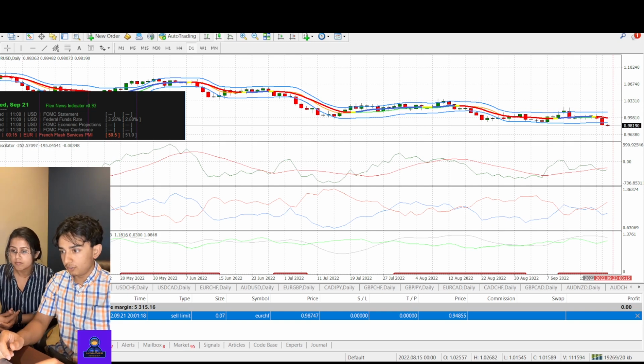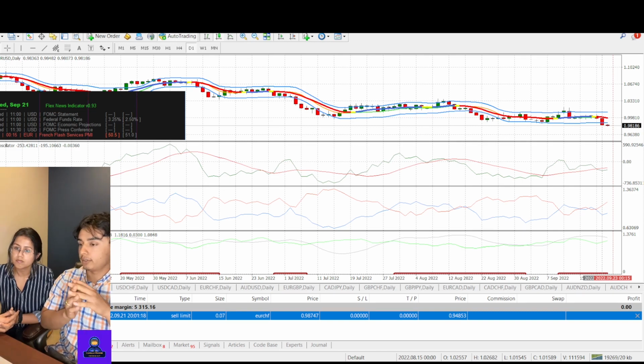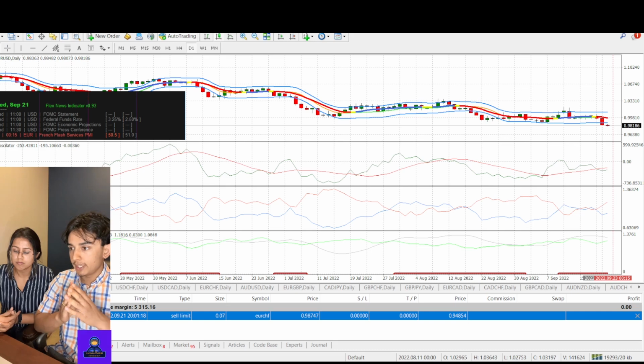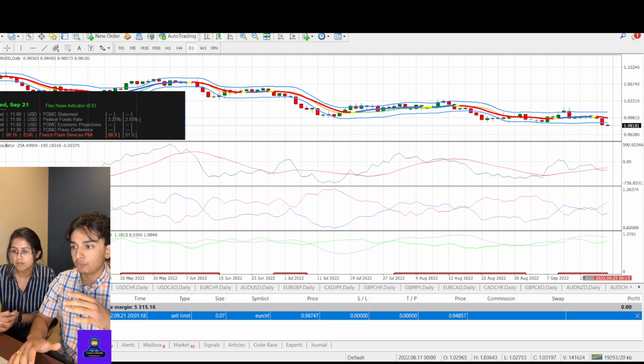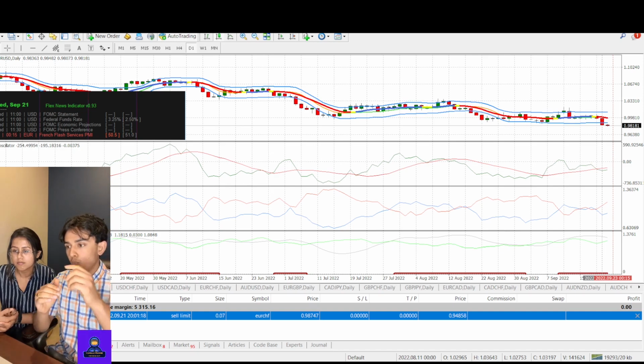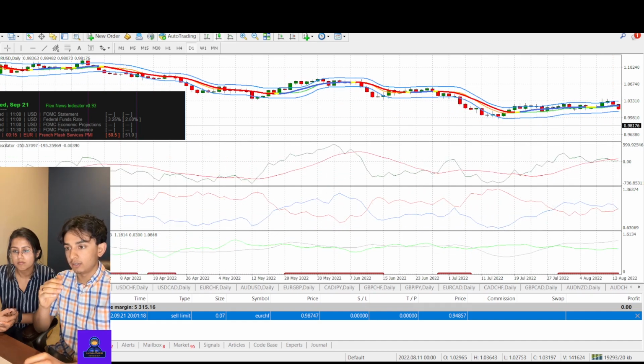Now, these 2 blue lines here are called ATR bands. ATR stands for average true range, and it basically shows you how much a pair has moved over the last 14 days. The more the pair has moved over the last 14 days, the wider these 2 lines are going to be. If a pair hasn't moved very much at all over the last 14 days, these lines are going to be very skinny, just like they are right now.